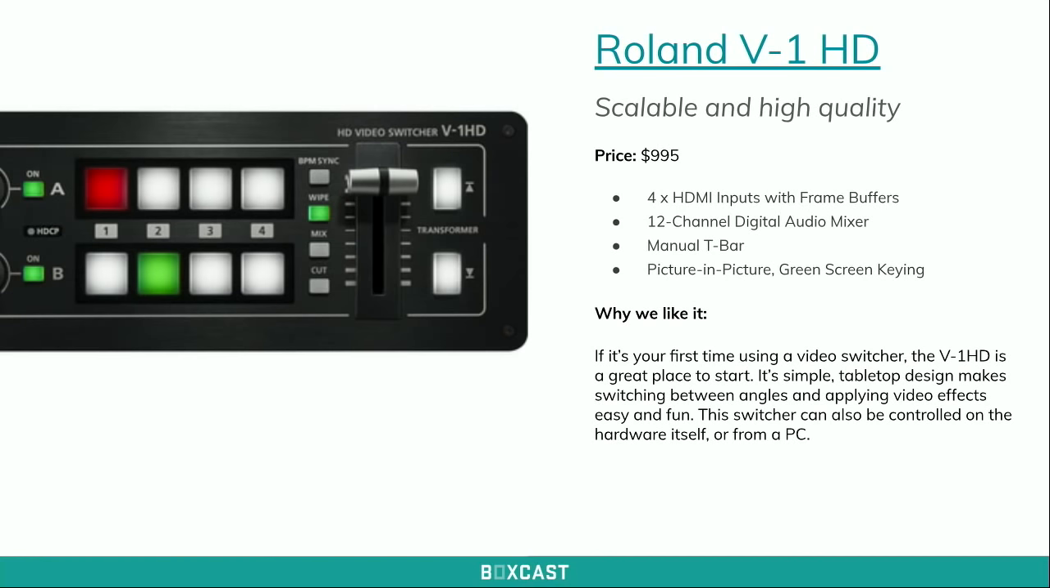This is the Roland V1 HD. It's a kind of like a plug and play beginner's video switcher. It's got 4 HDMI inputs in it, so you can add up to 4 camera angles. It's got a 12-channel built-in audio mixer in it, so you can adjust all the levels of your incoming audio. Big fan of that. It's also got a manual T-bar right here, so you can obviously do fades and stuff like that with this piece.